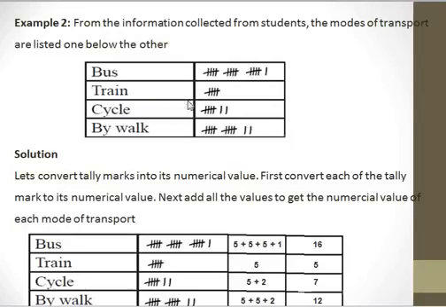Let's count how many students ride a train. This is a set of 5. Once I look at this set, I know this is a set of 5. So, 5 students prefer train. How many students ride a cycle? These are 5 tally marks, and 2 more, so these are 7. And by walk, here we have the first set of 5 and another 5, these are 10 together, and 2 more, so 12 students by walk.